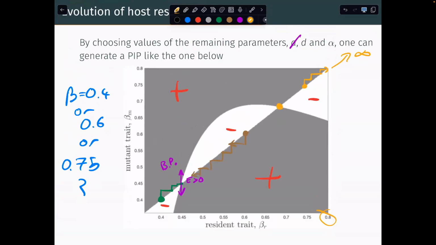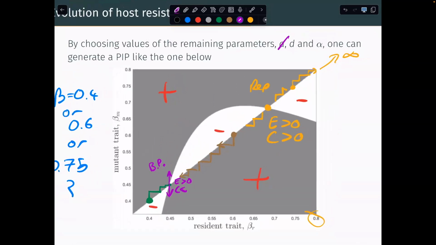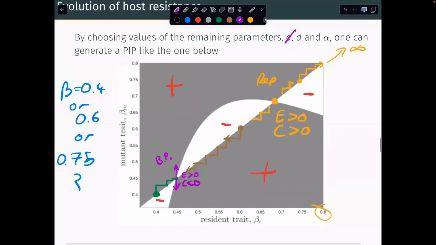So this is not a branching point because it's not convergent stable. We can see on either side here that you step away, right? So this is evolutionarily unstable and convergence unstable. Okay, so this is a repeller. So we've got a branching point and a repeller. This one down here is evolutionarily unstable, but is convergent stable. We haven't actually analytically shown that it's convergent stable, but we can see from this pairwise invasion plot what's going to happen.